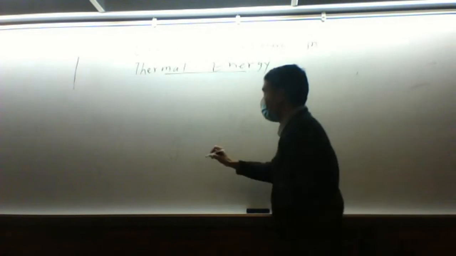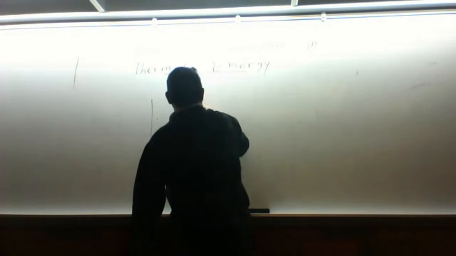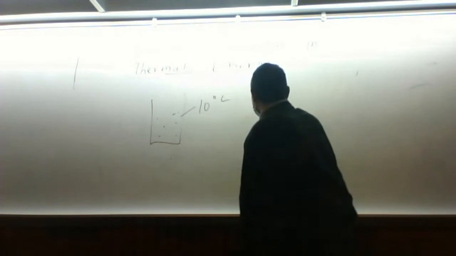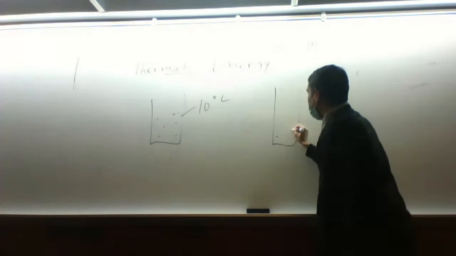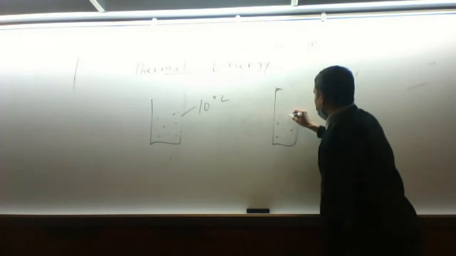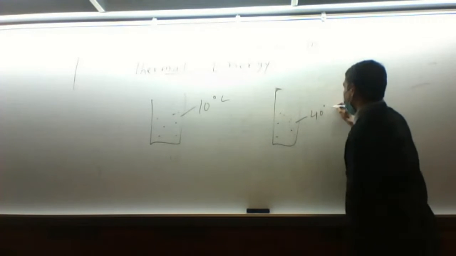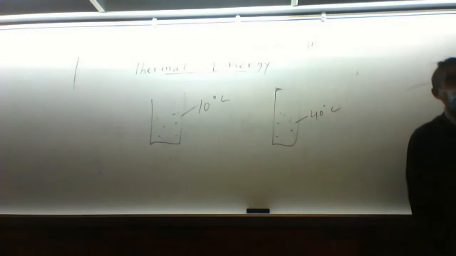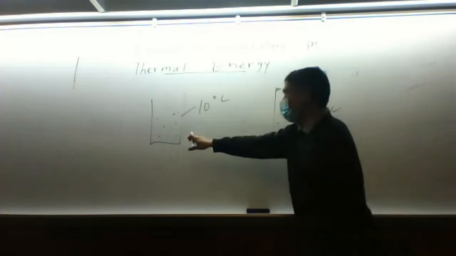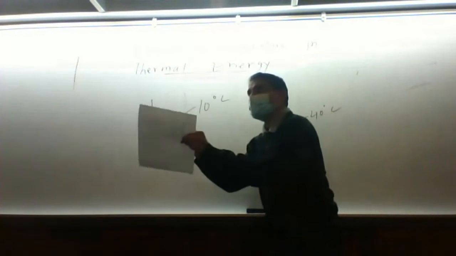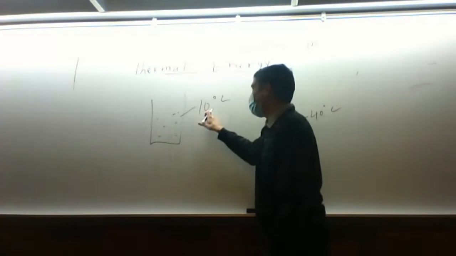Right. So let's say I have water here. So this is water, and this is 10 degrees centigrade. Now I heat the same amount of water here, and I have, let's say, 40 degrees centigrade. So which has a higher thermal energy? Their molecules are moving a little slowly. They are moving at 10 degrees centigrade.